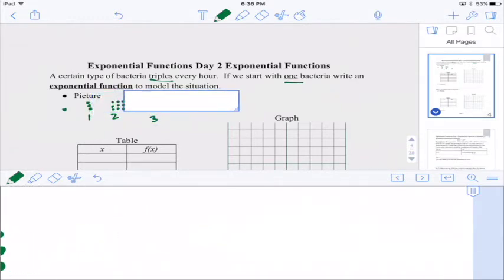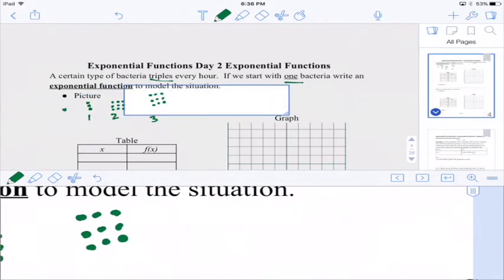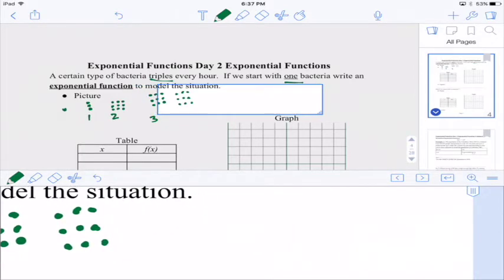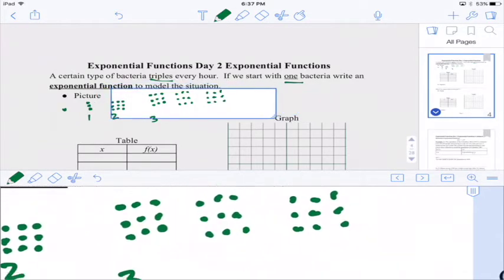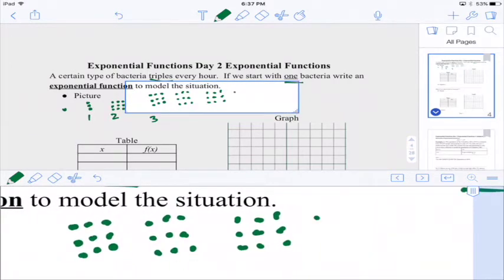Well, in our third hour, all of those 3 will triple. So our first one will triple, our second one will triple, our third one will triple, our fourth one right in the middle, our fourth one will triple, our fifth one will triple, our sixth one will triple, and then our seventh, eighth, ninth. So now we have 9, 9, and 9, 27. So that's all within that third hour.